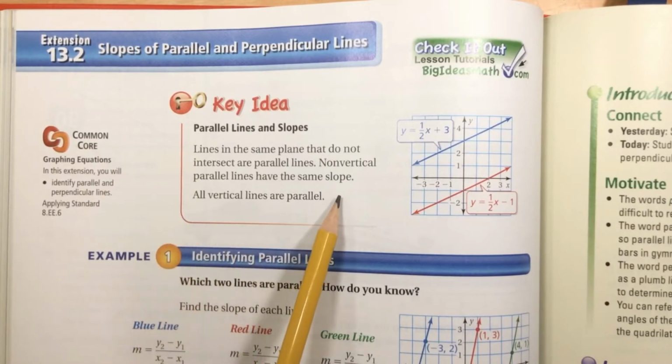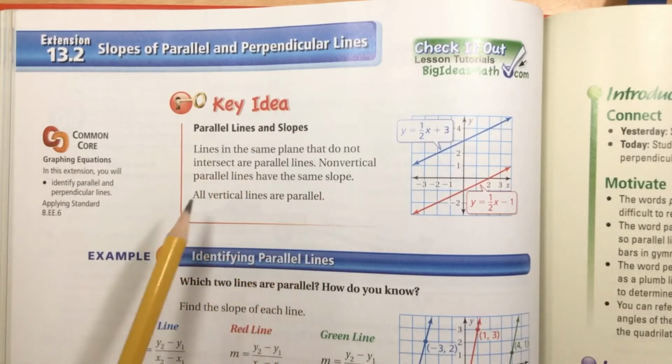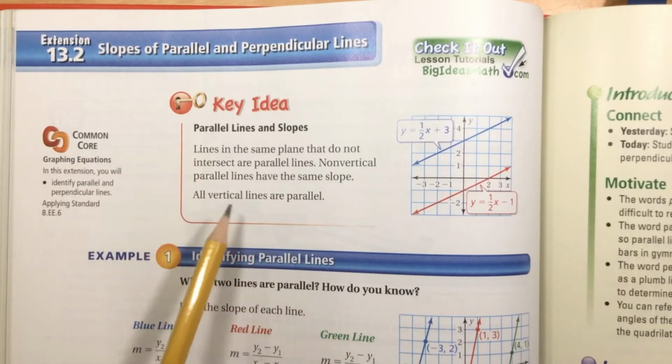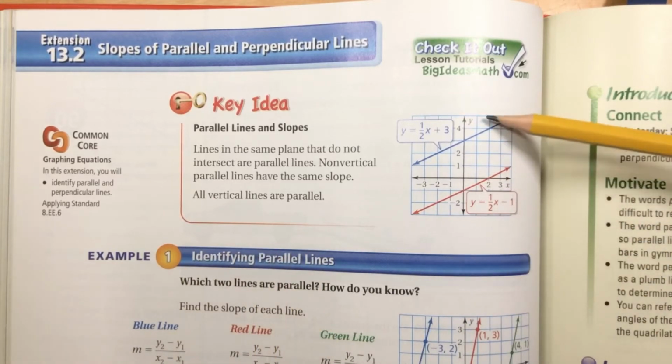parallel lines have the same slope, because then somebody would say, well, what about vertical lines? And so they had to put that in here, and it says all vertical lines are parallel. But we're going to talk about non-vertical lines right now. We're going to talk about this blue line and this red line right here.